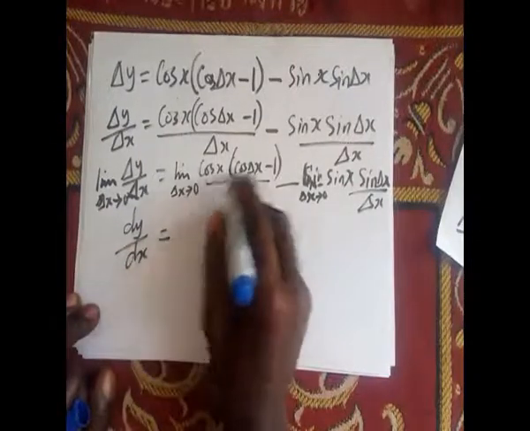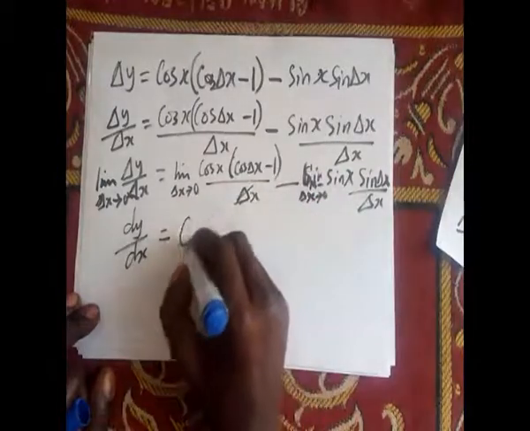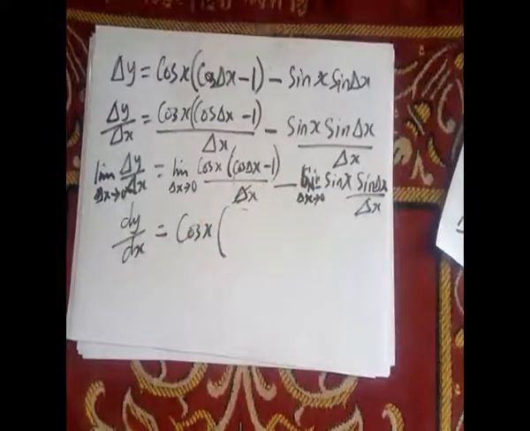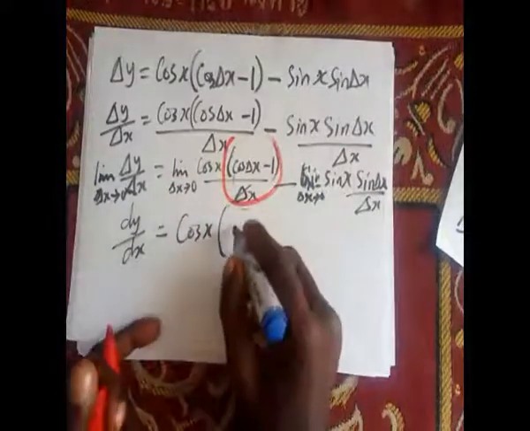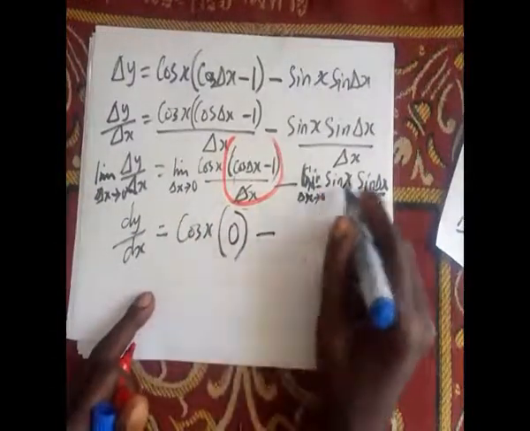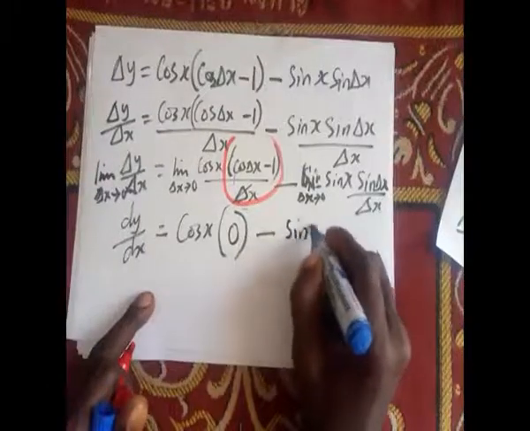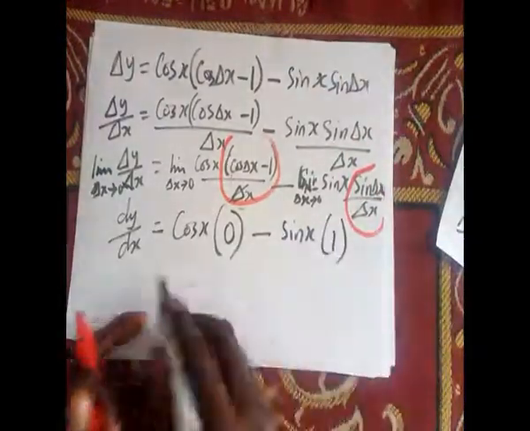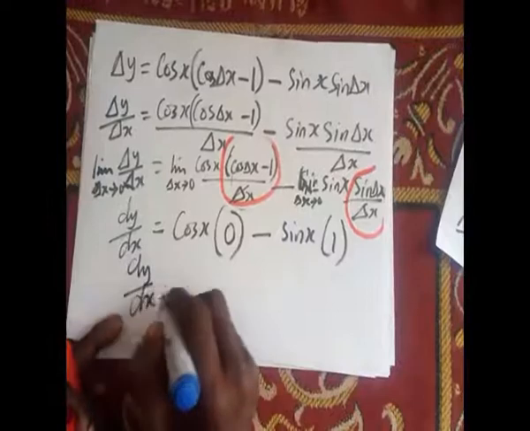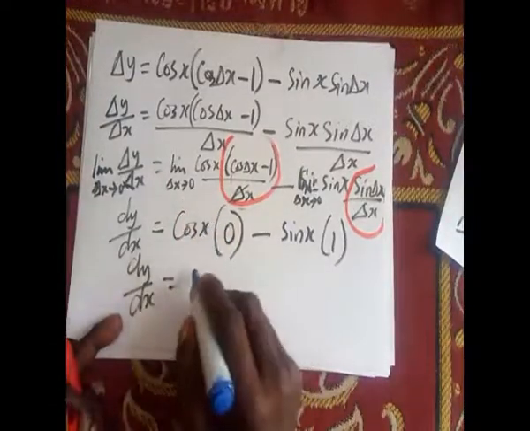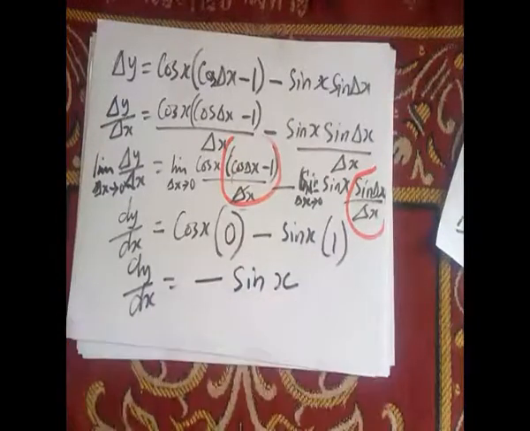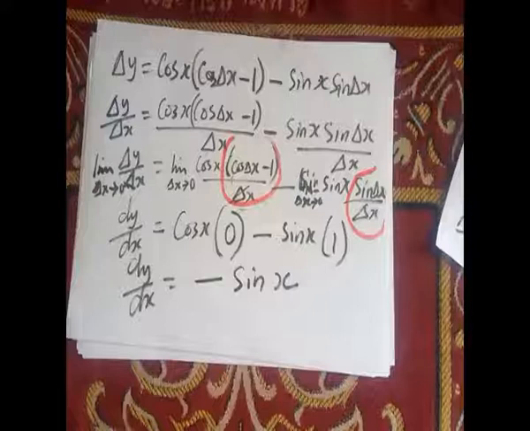Then this is a special limit which is 0, so we have cos x multiplied by this term, which completely becomes 0. So we have 0 here, then minus sin x, and this limit is 1, so multiply by 1. So dy/dx equals 0 minus sin x, because sin x multiplied by 1 is just sin x. So this is the proof, and it is very simple and very easy to use.